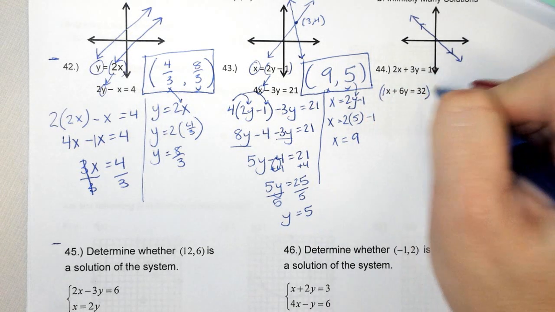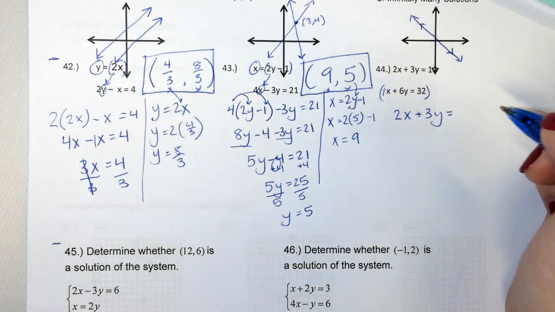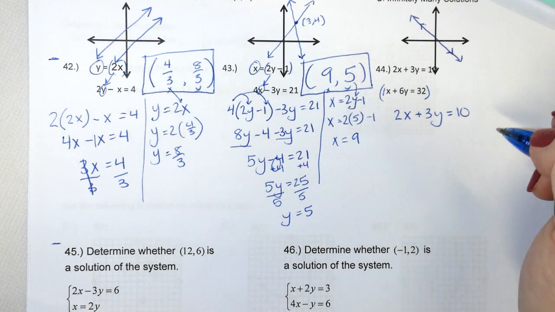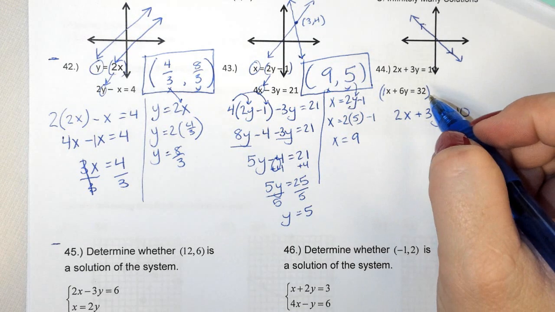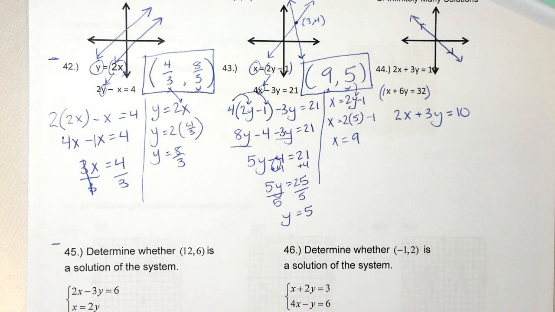So I'm going to multiply this one. So I'm going to rewrite that top one. 2x plus 3y equals, I'm assuming that's 10. I hope. Okay, so now, hold on, I'm going to look. Yeah, I think it's 10.